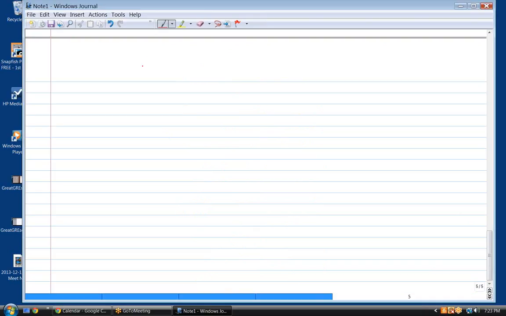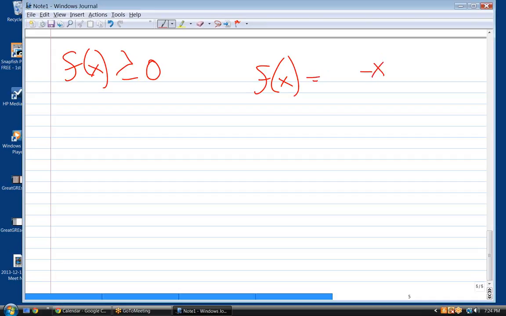Okay. This problem is graph the function and determine the intervals for which f of x is greater than or equal to 0. And the equation is f of x equals negative x squared plus 3x. I'm sorry, what was the rest of it? Plus 3x. That's it? Yeah.